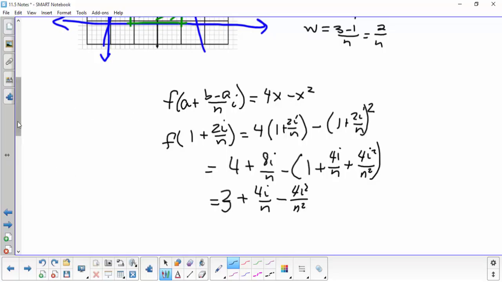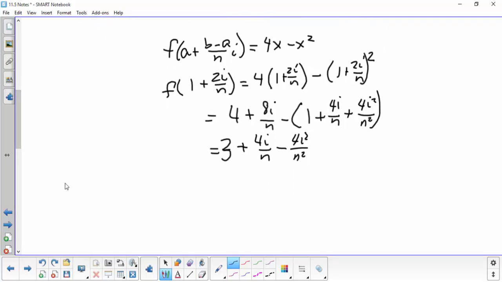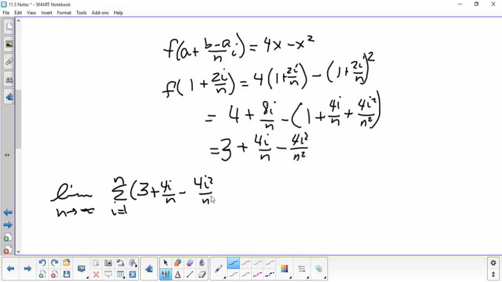Now that we have simplified our width and our height, our next step is to put them together in a sigma notation. So we're looking for the limit as n approaches infinity of the summation from i equals 1 to n of the height, so 3 plus 4i over n minus 4i squared over n squared, times the width, which was 2 over n.